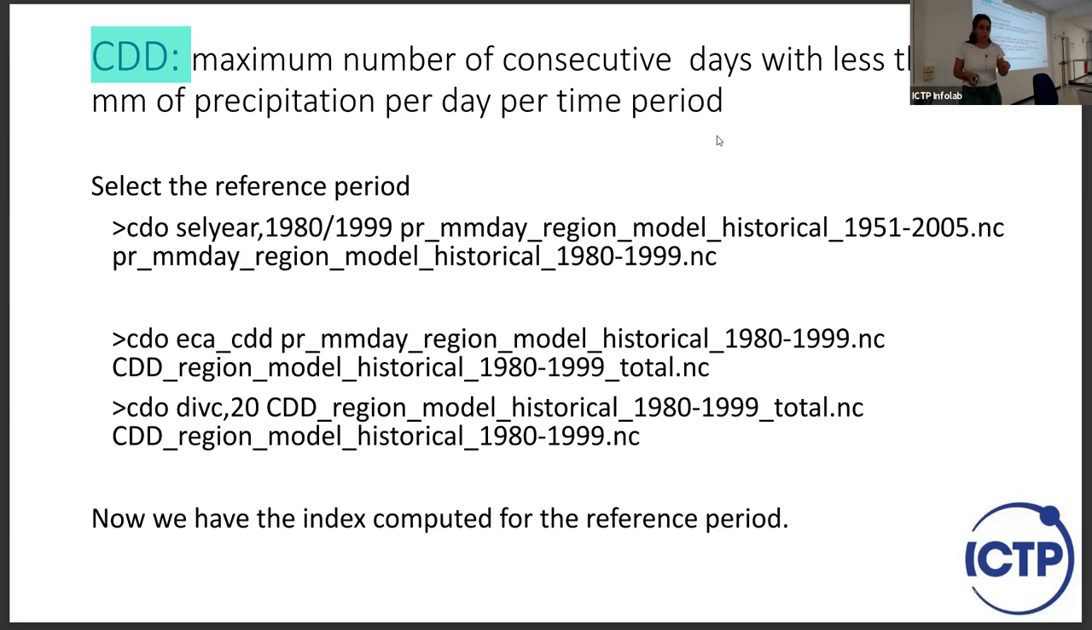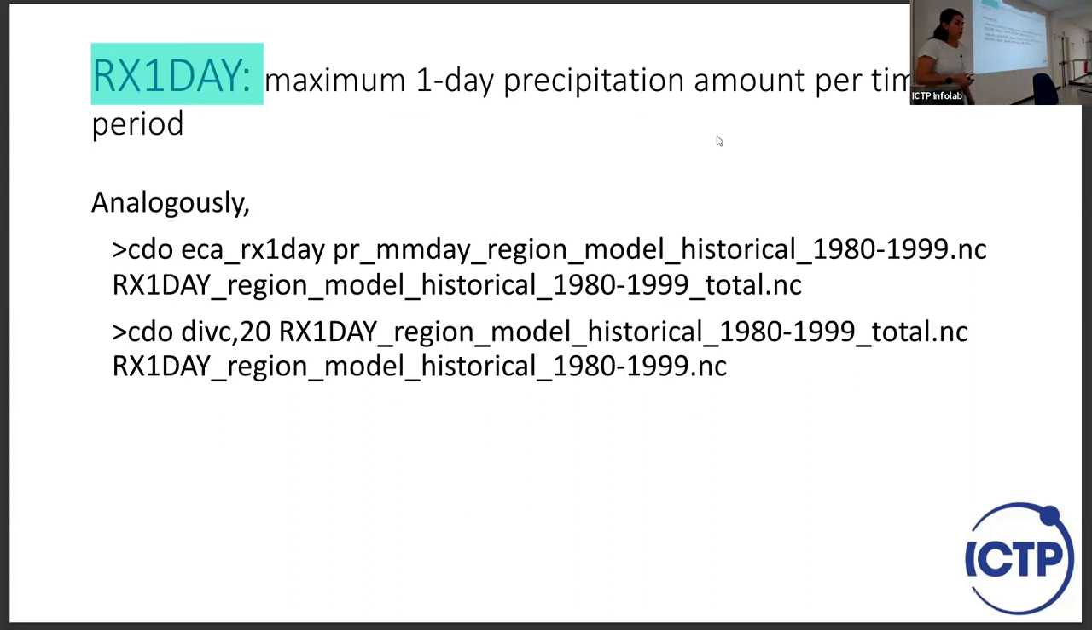Okay, so for example, another extreme index that is also already in these CDO commands is RX1day, which represents the maximum one day precipitation amount per time period. And you can use the same approach if you already have your precipitation prepared with the time slice and the conversion to millimeters per day. So you will use eca_rx1day. Okay, so after this, you can divide by 20 as before, and you will have the RX1day for this reference time period.